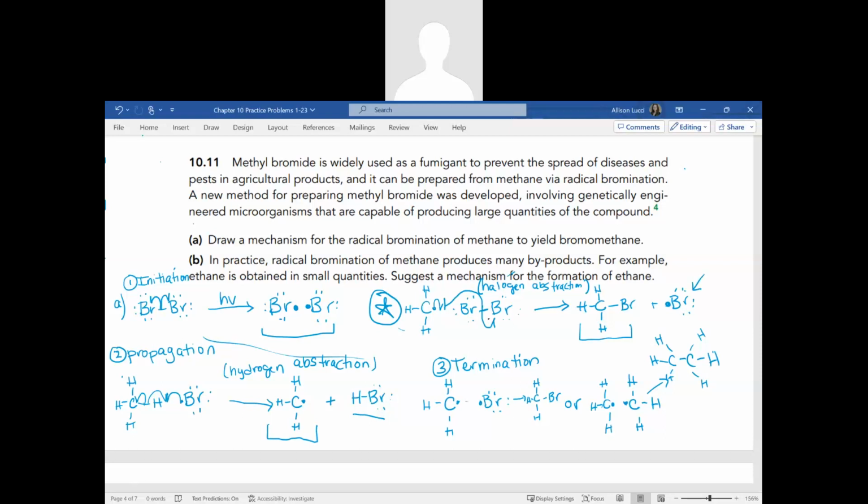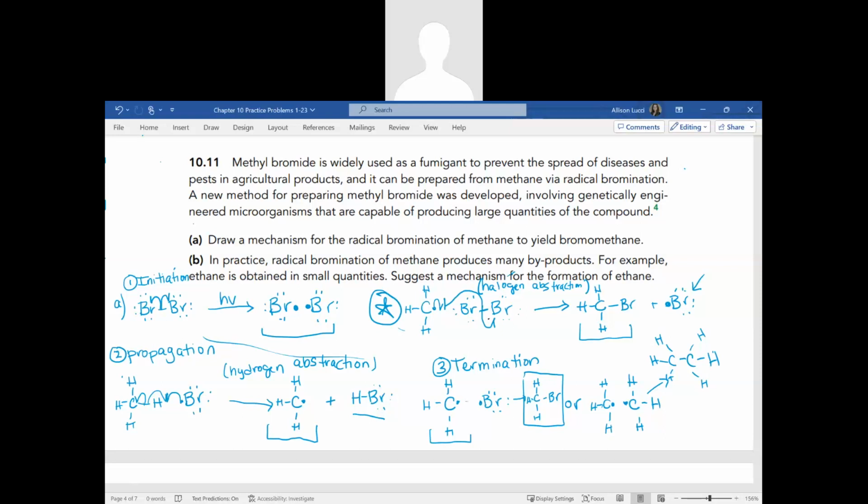So that brings us to the last stage, the termination stage. And here we're going to see that same radical that was used in our second step of the propagation stage. When that combines with all the bromine radicals, eventually there will be none left. So we end up with bromomethane and theoretically no other radicals in our reaction.